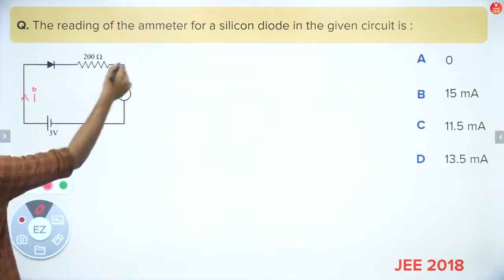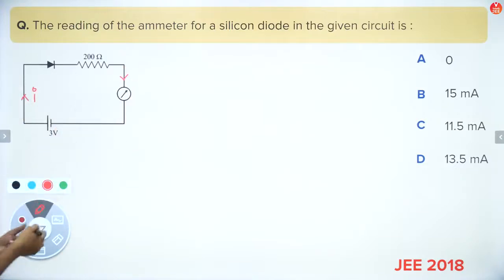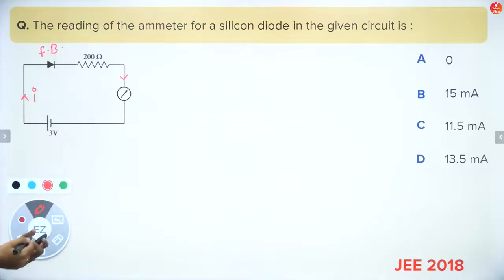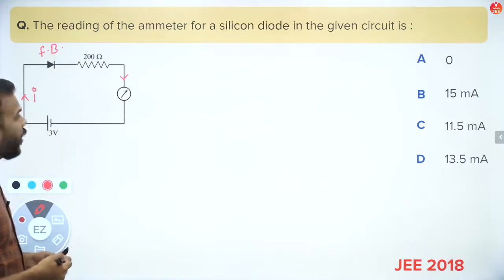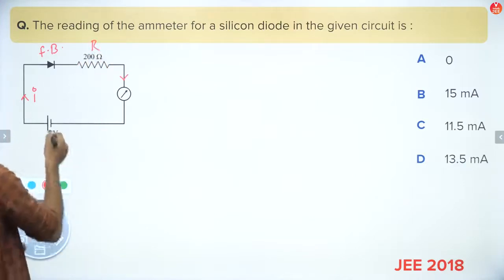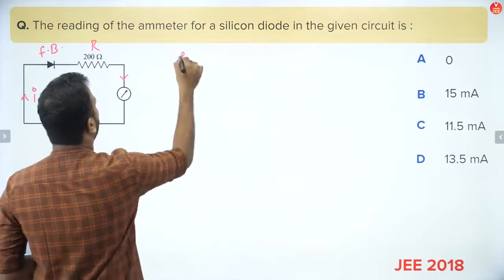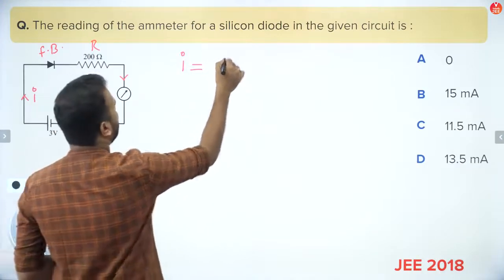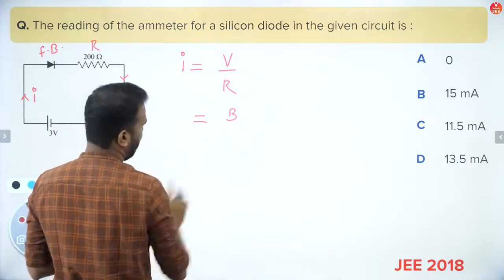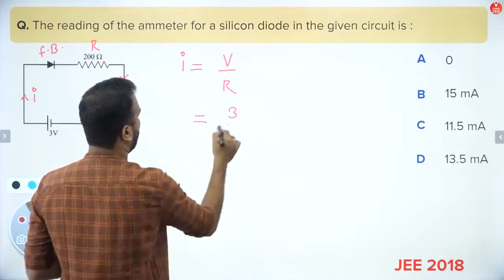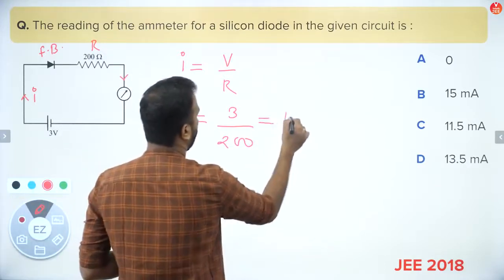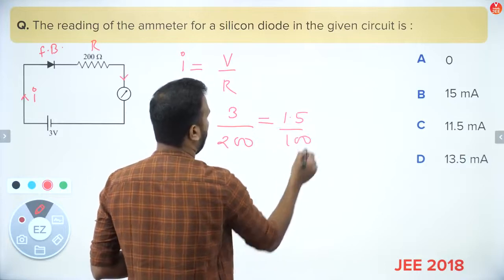You can see that when the circuit diagram is shown as per the current direction, this diode becomes forward biased and it will not show any resistance, being an ideal diode. So what you actually have is just this resistance here, guys, and this battery connected. So all you have to do is find the value of the current. You have a 3 volts battery connected over there, and the resistance of the resistor is 200. That means you get 1.5 by 100 ampere.